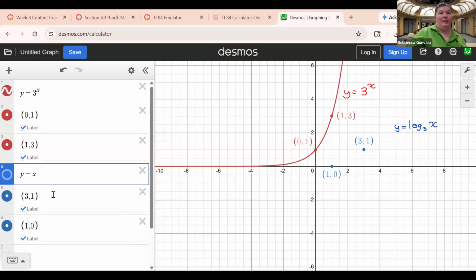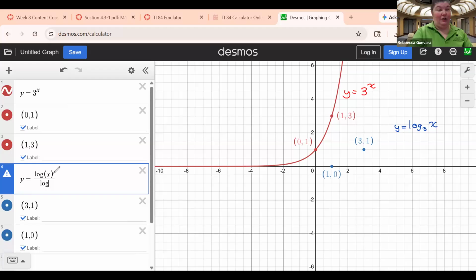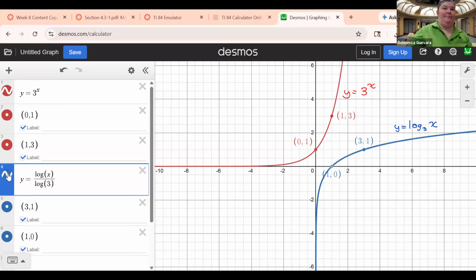So if we want to get this, which was the one we already just did, all I need to do was just the natural log of x and then divide by the natural log of 3. We keep that base. And as you see, we do get that inverse function. So that is how I can graph y equals log base 3 of x. I have to use that change of base formula.